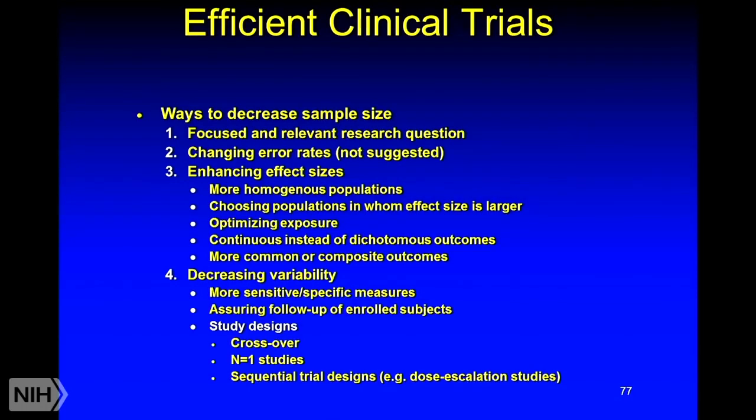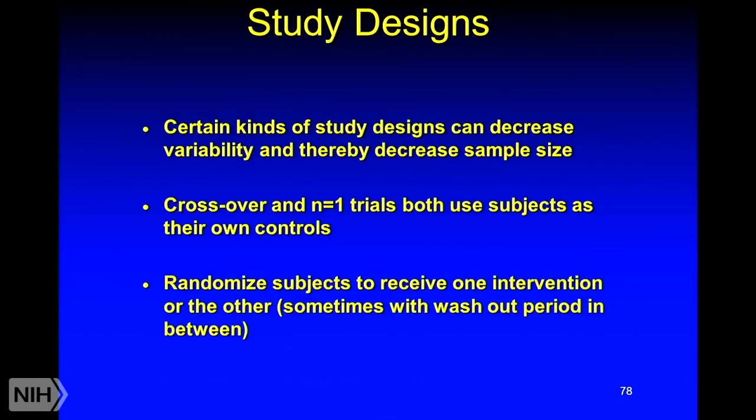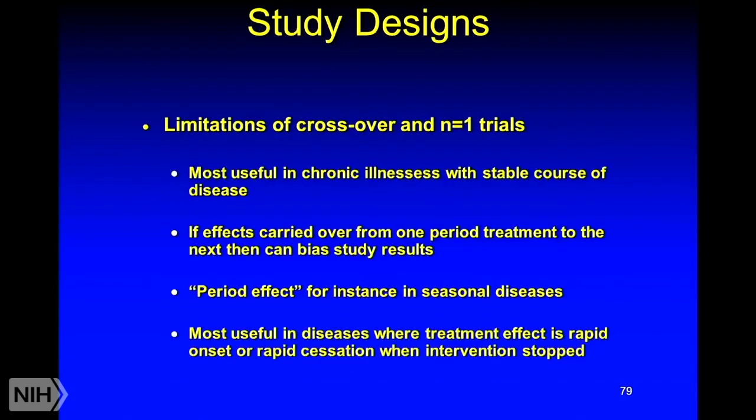And finally, there are some particular types of study designs, like crossover studies, N=1 studies, and what's called sequential trial designs, where what you're doing essentially is using the patient as their own control. In other words, they would get intervention A, then have a washout period, and then get intervention B. And you compare what happened to that same patient in period A to period B. Now, there are only certain places where these trial designs can actually be used. Usually, these are most useful in chronic illnesses with a stable course of disease.